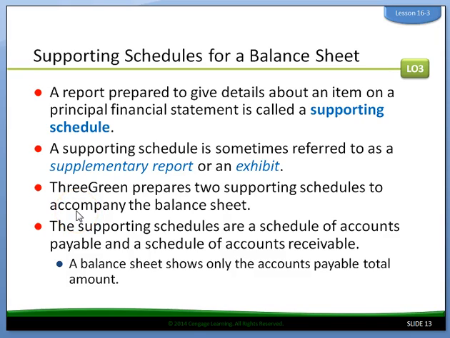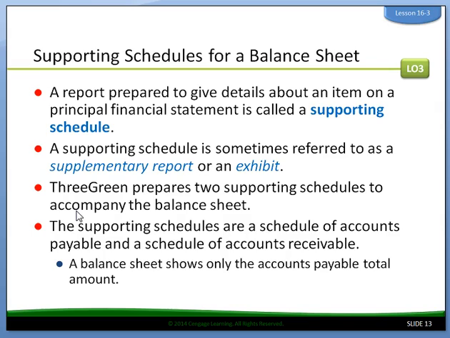Supporting schedules for a balance sheet. A report prepared to give details about an item on a principal financial statement is called a supporting schedule. A supporting schedule is sometimes referred to as a supplementary report or an exhibit. Three Green prepares two supporting schedules to accompany the balance sheet. The supporting schedules are a schedule of accounts payable and a schedule of accounts receivable.